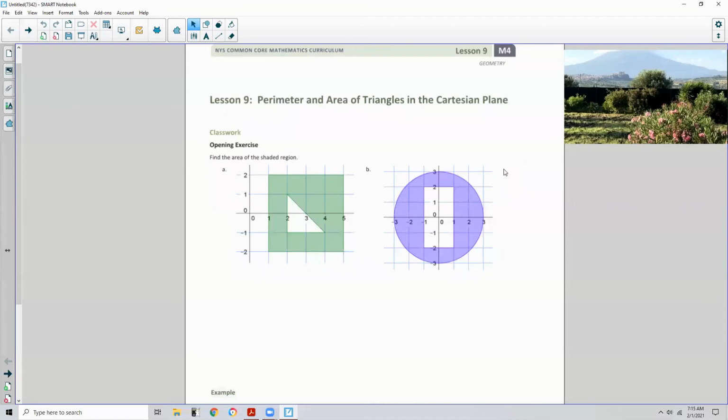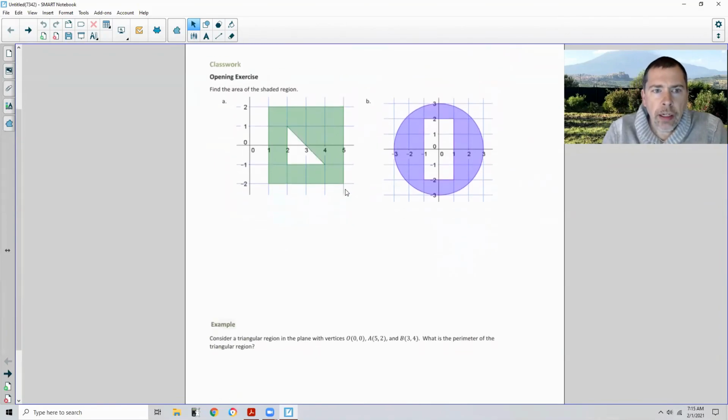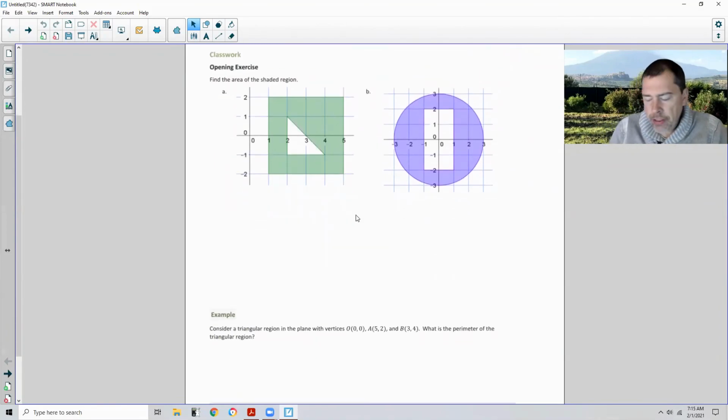Okay, lesson 9, perimeter and area of triangles in the Cartesian plane. Classwork opening exercise: find the area of the shaded region. So you have a region here with a portion cut out. They want you to find the area of the shaded green region, and in the circle, the purple. Pause the video because it's a classwork. See if you can do it, and then come back and see how you did.